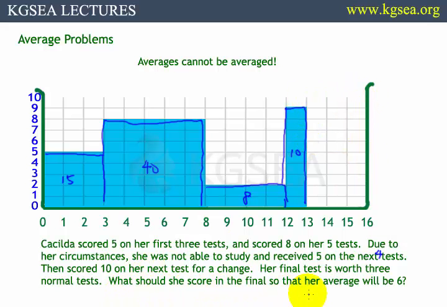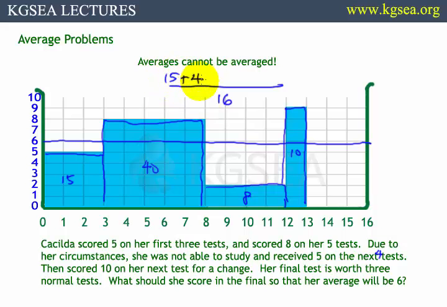What should she score in the final so that her average will be 6? We want her average to be 6. Well, shall we do the problem? So it's got to be total over total, right? There will be 16. Well, she had only 13 and 14 tests, so because the last one was worth 3 times as much, it ends up being out of 16. And then she had 15, and she had 40, she had 8, she had 10, and the last one, we do not know.